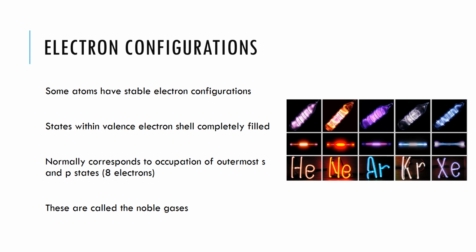And I think this just reiterates what I've said here. Some atoms have very stable electron configurations, and here are the noble gases: helium, neon, argon, krypton and xenon. They're all happy, they've got complete outer shells.